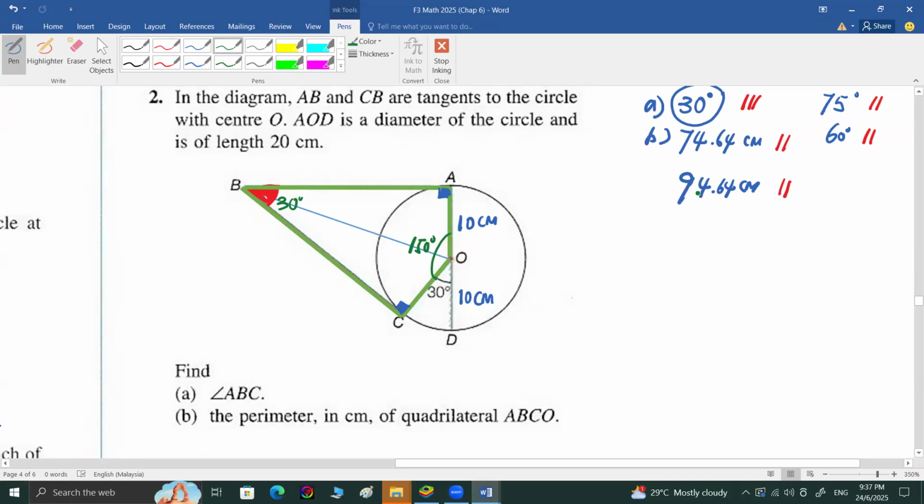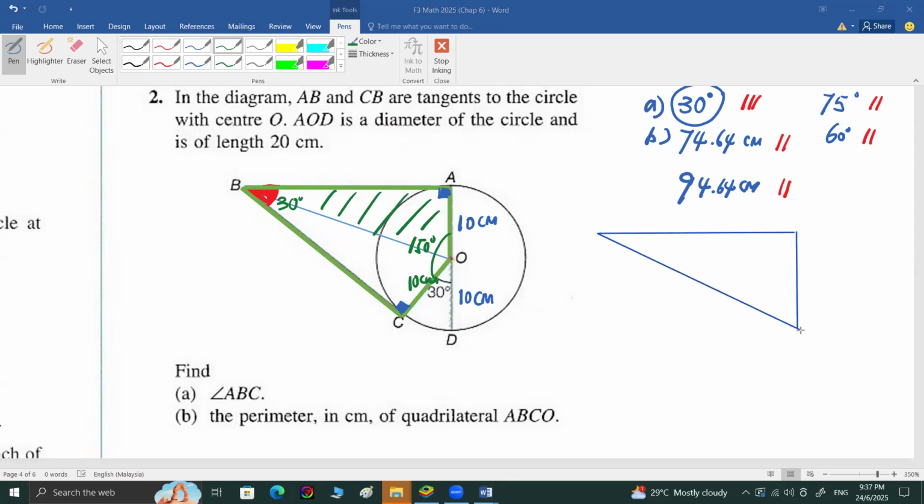So you're asked to find the perimeter. Okay, can you see I've already drawn with the green one, the perimeter of ABCO. Since here 10, here also 10, right? So I take this triangle out. What is this triangle that I'm going to take out? Right angle triangle. Okay, can you see the right angle triangle that I'm taking out?